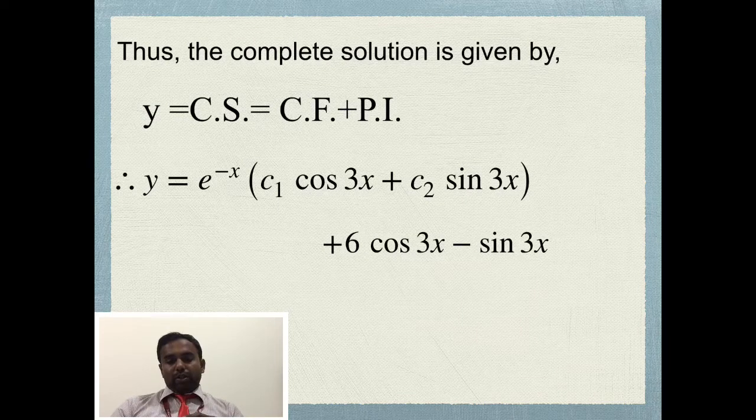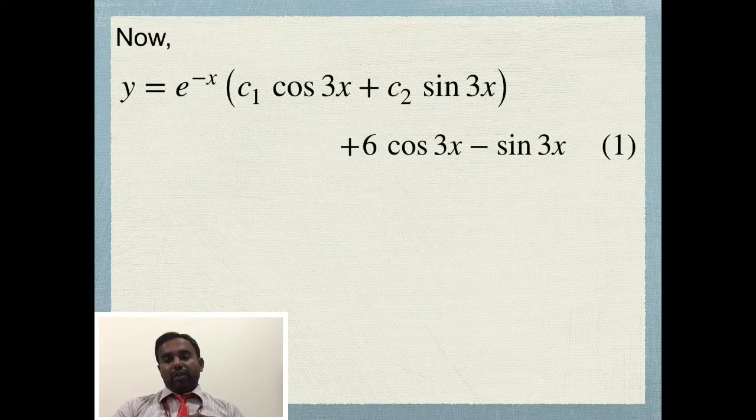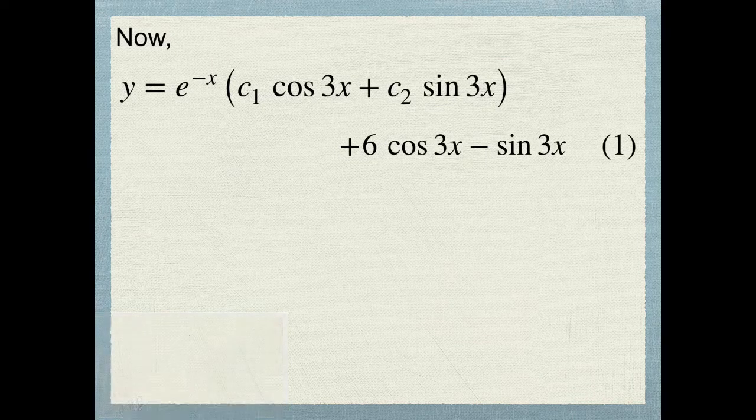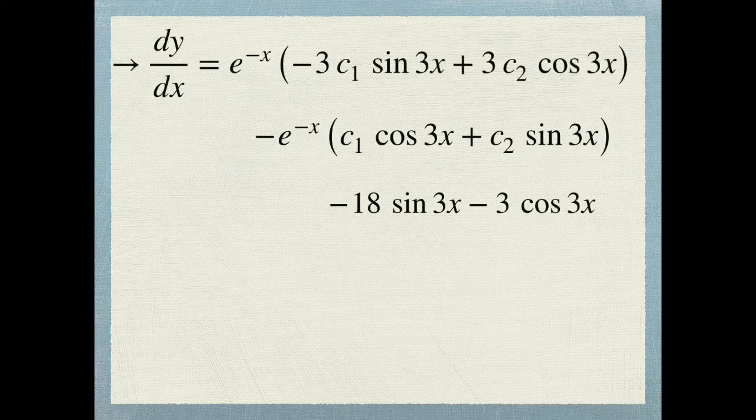Now, taking the solution as equation 1, at the same time we will be differentiating this. Equation 1 is differentiated with respect to x. The reason behind this is that in our initial conditions, we have been told that at x is equal to 0, dy by dx will be equal to 0 and y will be equal to 3. So, keeping this in mind, we are differentiating equation 1, the solution which we obtained, with respect to x.